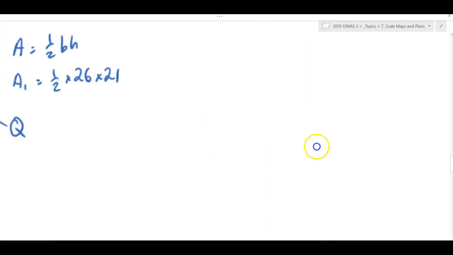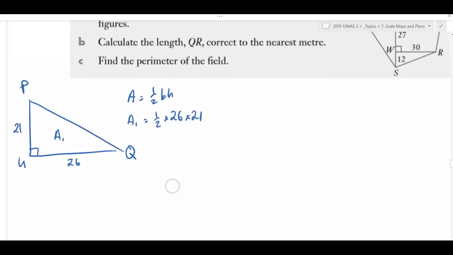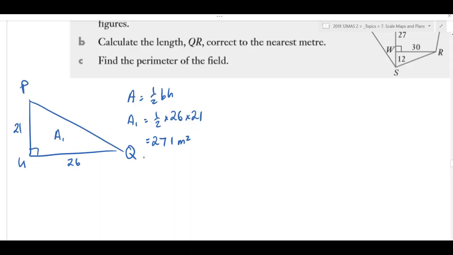Half, 0.5 times 26 times 21 equals... was it 207? No, 273, I think. 273, my apologies for all of that mucking around there. 273 square meters is my first area.